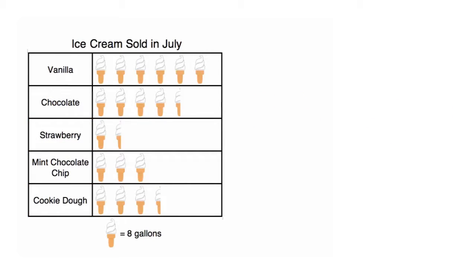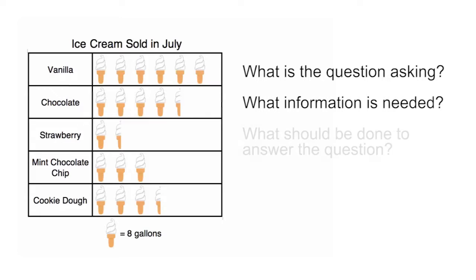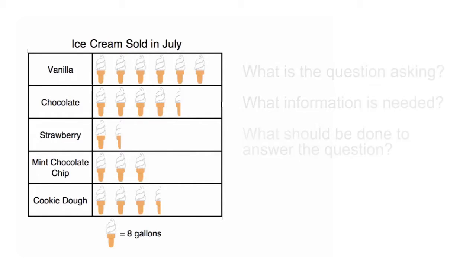Suppose you own this ice cream shop and you use the sales from the previous month to predict what the sales will be the next month. Students are given different scenarios and are asked to decipher what the question is asking, what information is needed, and what they need to do to answer the question. Here are a few examples.